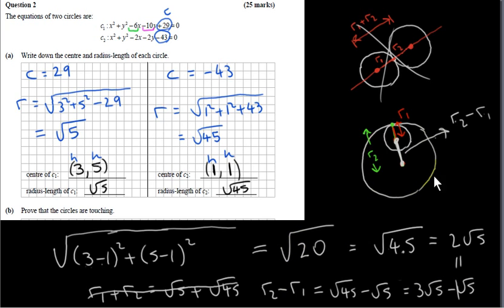So the circles must look like this situation here. The circles touch internally at one point.